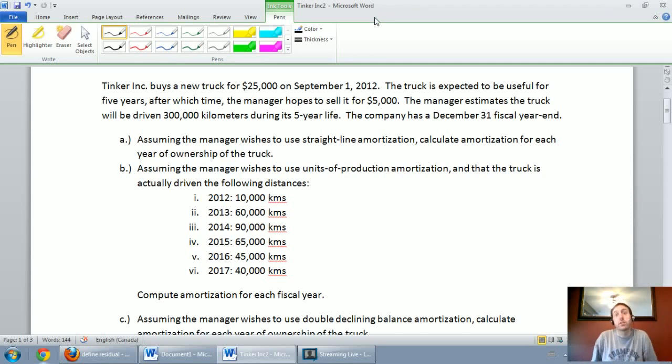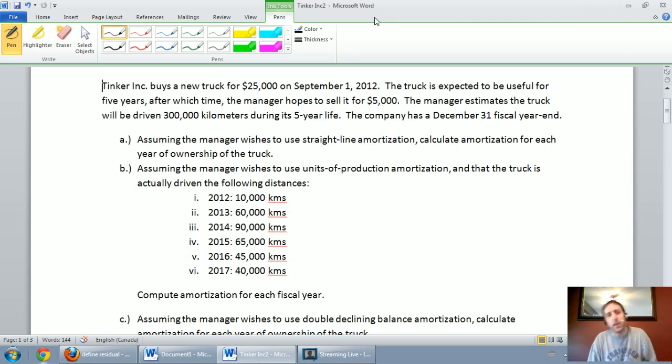In this video series, we've been talking about amortization. In the first video, we learned how to do straight line amortization. That's where amortization is the same every full year. In the second video, we learned units of production amortization. That's where amortization fluctuates with the amount we use our asset.